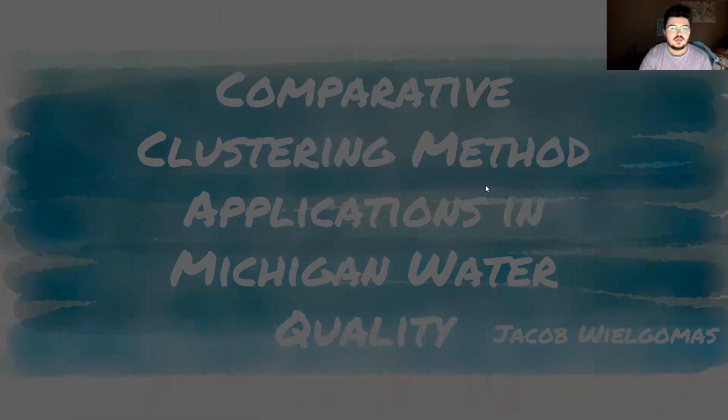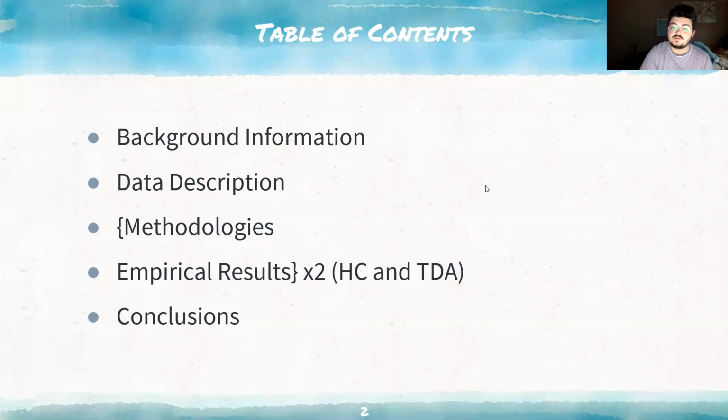So an overview of this presentation: I'll be going into the background information of what ecology is, what the data site is, and the data description of how the data is structured. Then I'll go into the methodologies and empirical results for the two methods I'm going to be focusing on, hierarchical clustering and topological data analysis. And finally, I'm going to be talking about the conclusions that come from those two methods.